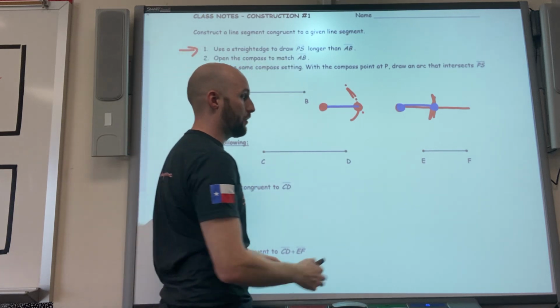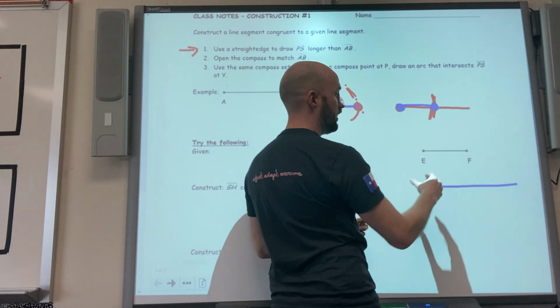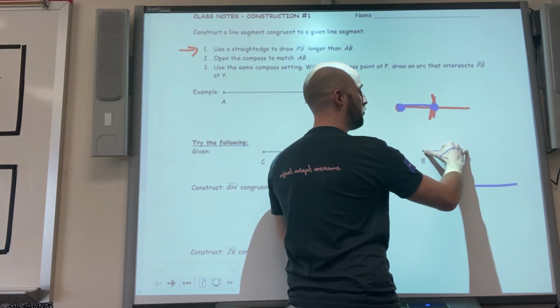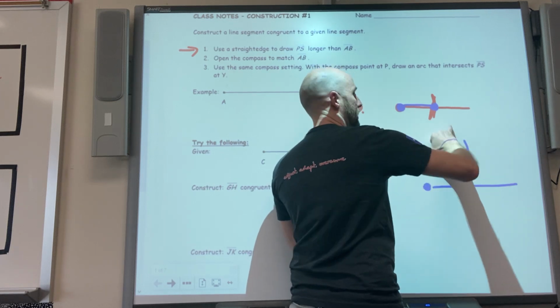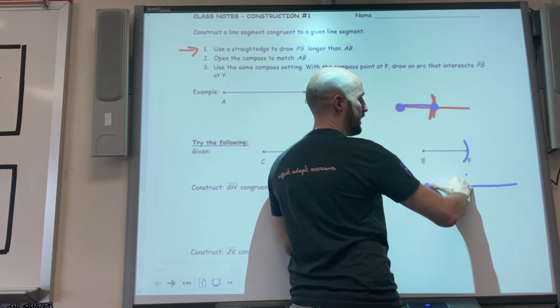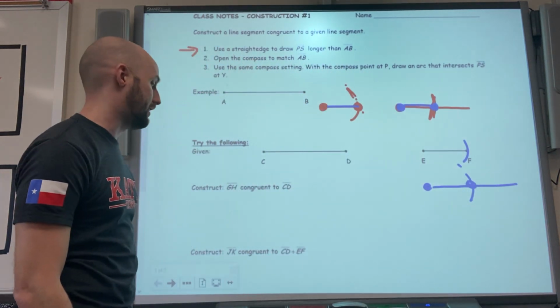Okay, so again, if I were trying to copy EF, I would make a point, draw a line that's way longer, stab and open my thing until the pencil's exactly on this point, and like I said, whoosh, make a partial circle, make sure it's hitting where you want, come over here without changing that, and do the same thing. That would copy that segment, right? So just some places to practice that.